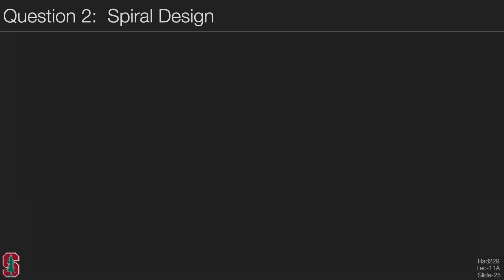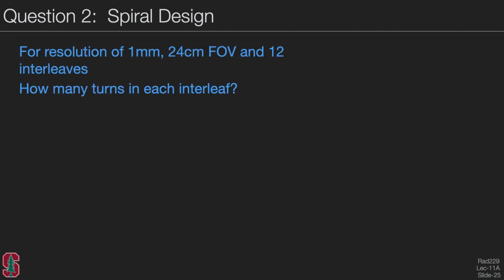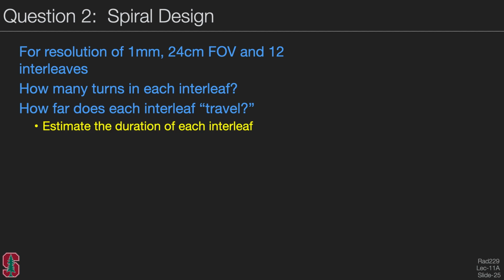Another question about spiral, which is easier to do in your head, or at least on paper. If we look at a resolution of 1 millimeter over a 24 centimeter field of view, with 12 interleaves, the first question is, how many turns are there in each interleaf? And the second question is, how far does each interleaf travel? So the first part of the answer is to estimate the duration of each interleaf.